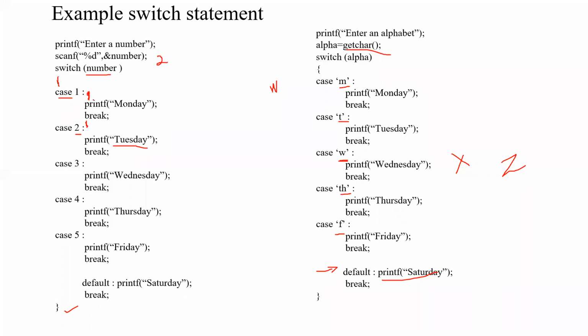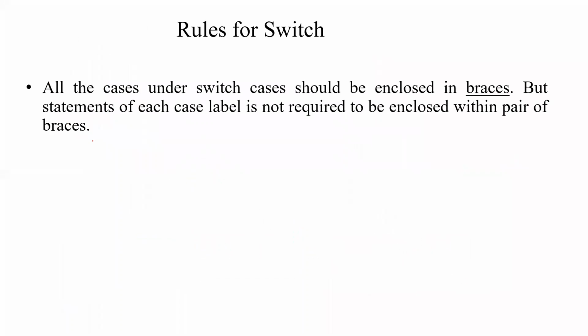The curly bracket which makes the block of statements for each case is optional, while the curly brackets for enclosing all the case labels, these two brackets, are compulsory. Got it? So you can either keep or avoid the blocks of statements which we are writing after the case. That is one rule. So all the cases under the switch case should be enclosed within the braces, but for the statements for each case label, understood? You need not put them. That is optional. You can either have or not.